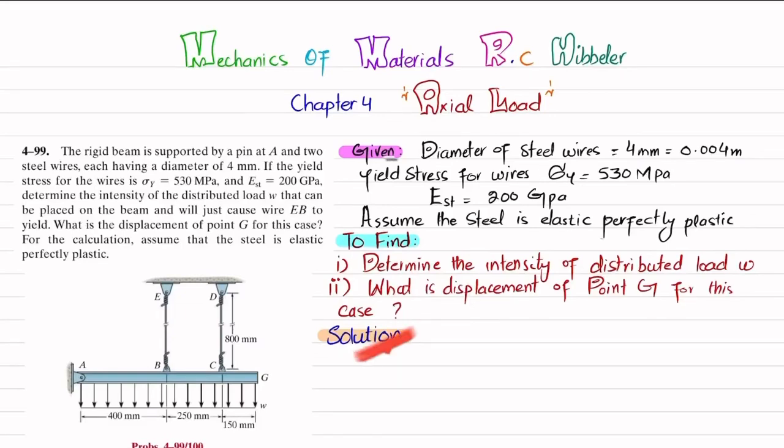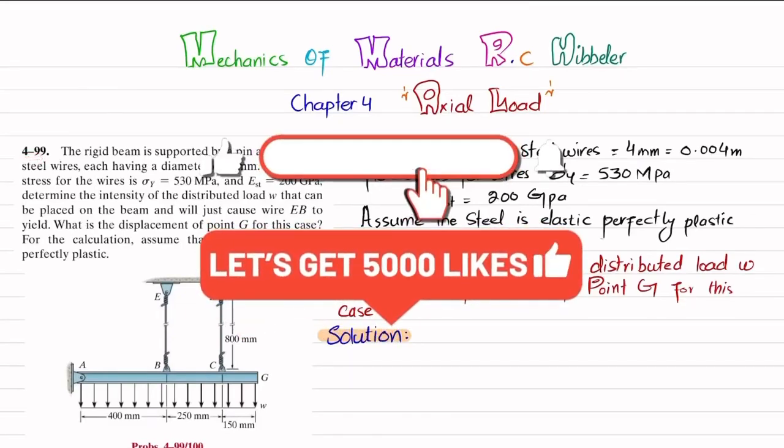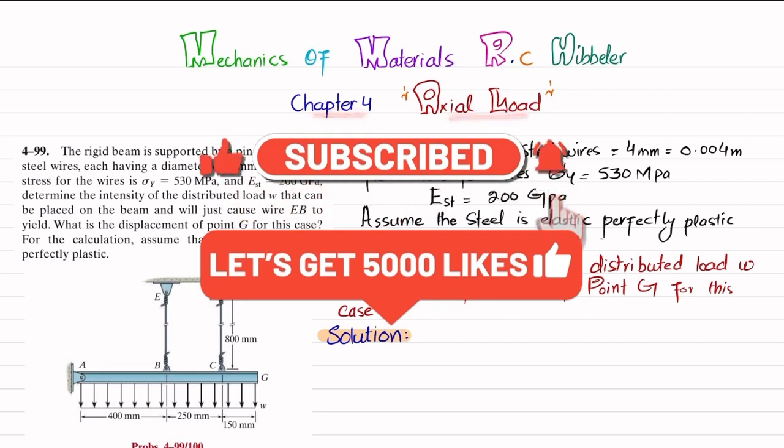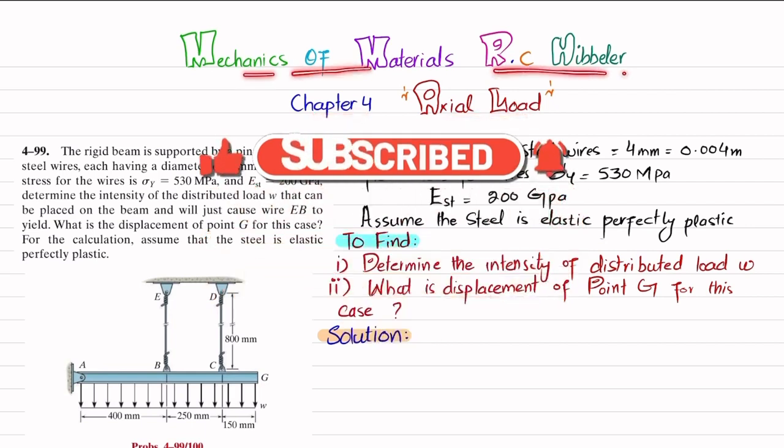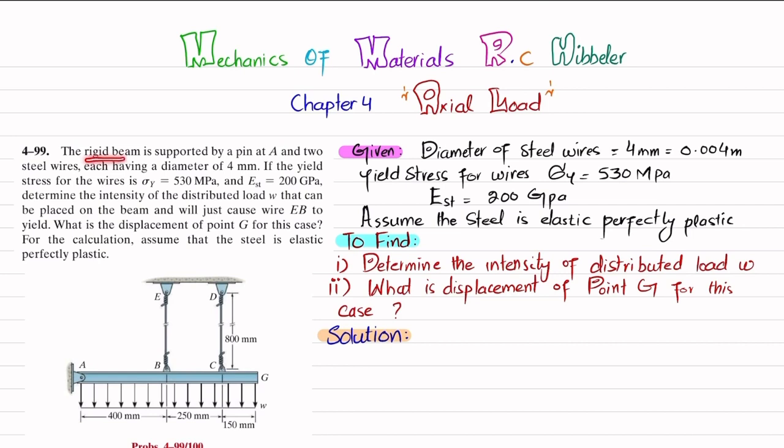Welcome back. Problem 4-99. This problem is taken from chapter number 4, Axial Loading, and the book is Mechanics of Materials by R.C. Hibbeler. The statement is: the rigid beam is supported by a pin at A and two steel wires having a diameter of 4 millimeter. If the yield stress for the wire is 530 megapascal and the modulus of elasticity for steel wire is 200 gigapascal, determine the intensity of distributed load W that can be placed on the beam and will cause wire EB to yield.